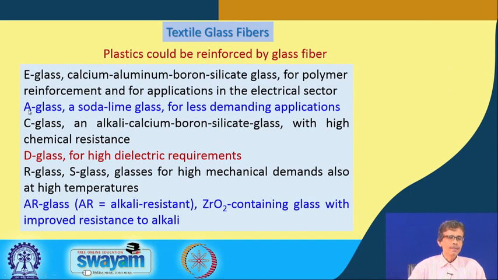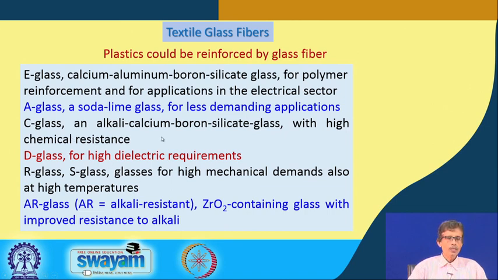Then the next one is the A-glass. A-glass is the very basic glass, which is obtained from sodium silicates, the soda lime glass. So, sodium silicate as well as some calcium based lime is added, calcium oxide or calcium carbonate is added. It has a less demanding application, but you can have the very basic material you can make for making this soda lime glass.